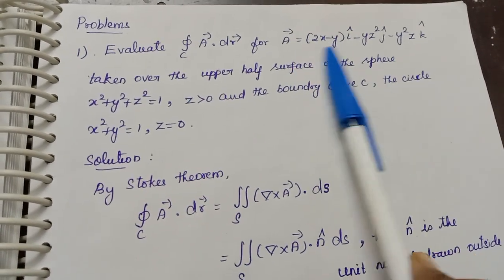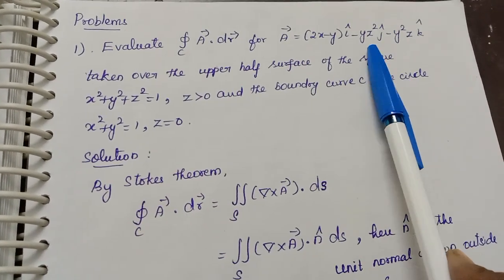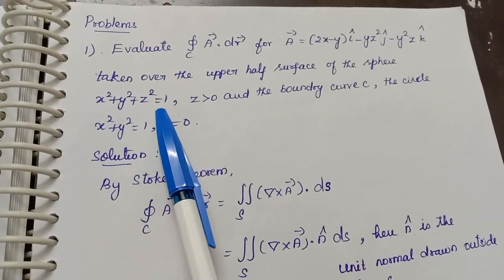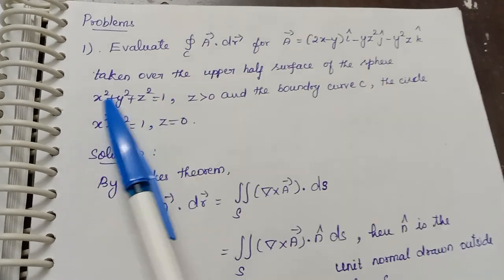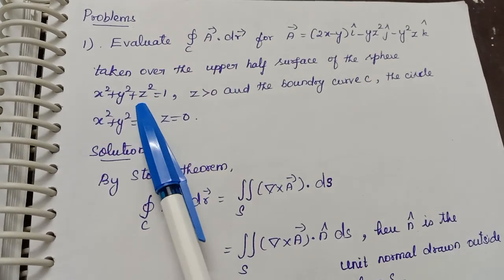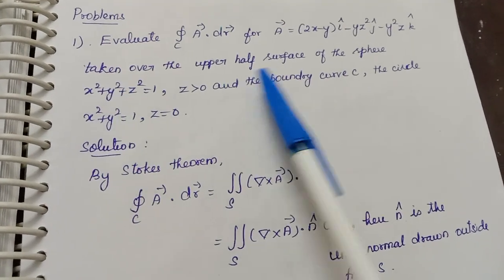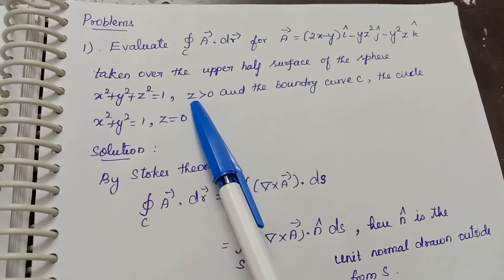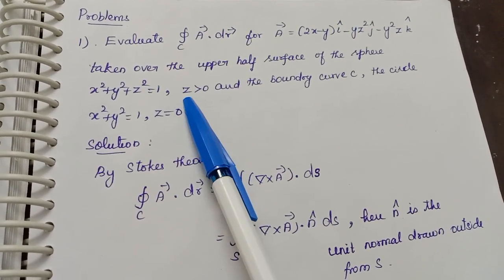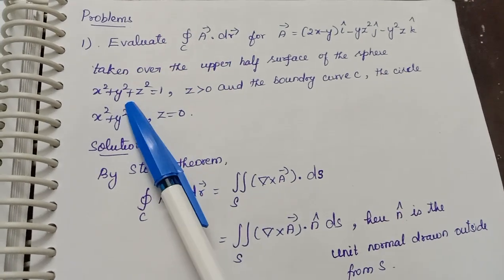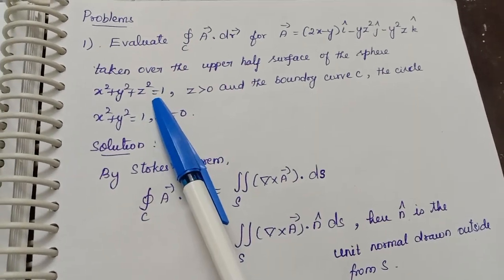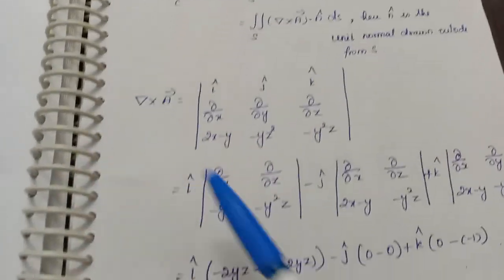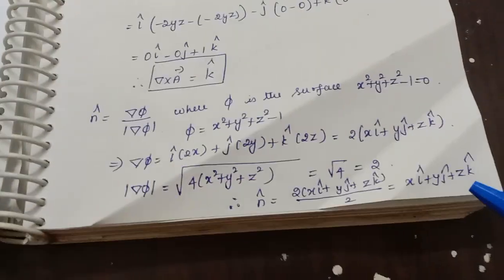This is the vector valued function which is defined over the surface S. S is the unit sphere. X square plus y square plus z square equal to 1 is there, so 1 is the radius, and this is called the unit sphere. We are not taking the whole sphere. We are taking only the upper half of the sphere where z is greater than 0. That means only half of the sphere where z is positive. So a hemisphere will be bounded by the circle only. That circle equation is given here.